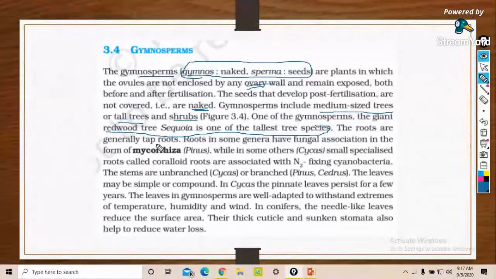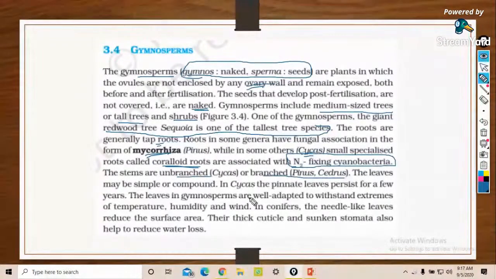Roots generally have some fungal association, that is the roots of higher plants with fungus, known as mycorrhiza in case of pinus, while in cycas, small specialized roots called coralloid roots are there, associated with nitrogen fixing cyanobacteria. The stems are unbranched in case of cycas, branched in case of pinus and cedrus.